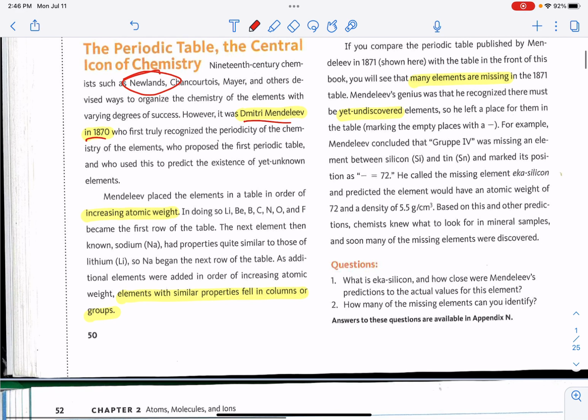Finally, you should notice that this periodic table goes by increasing atomic weight. Nowadays, we do it by increasing atomic number, not by increasing atomic weight. And that's a very common test question.